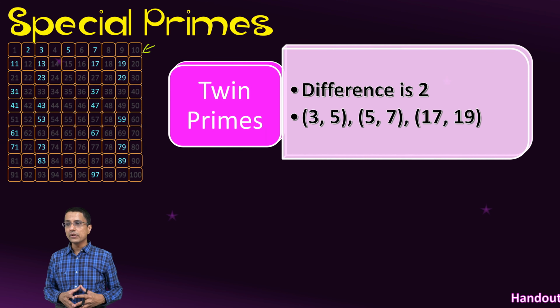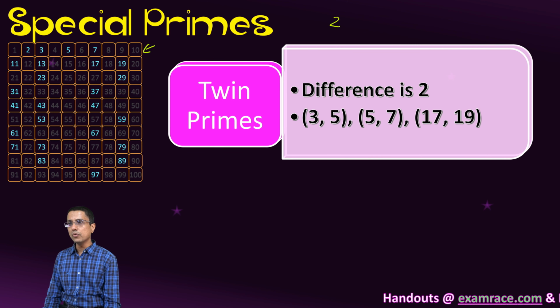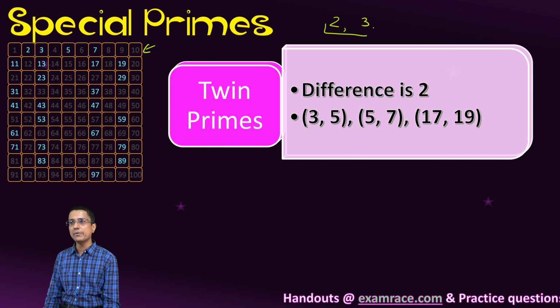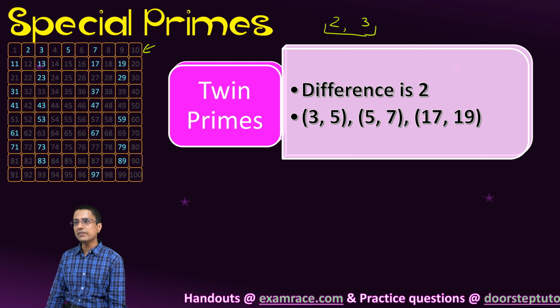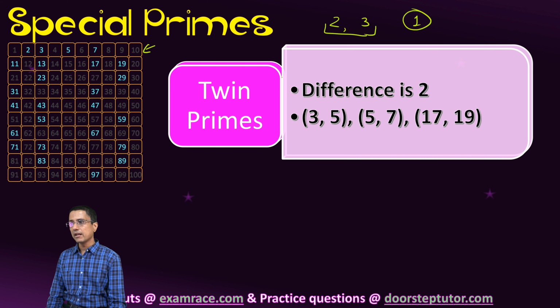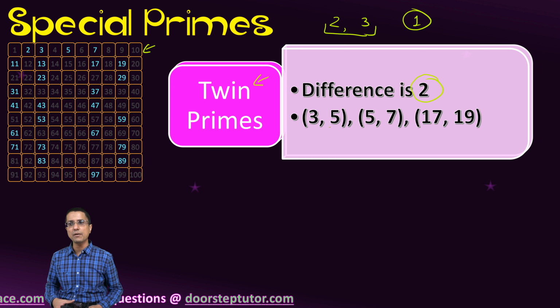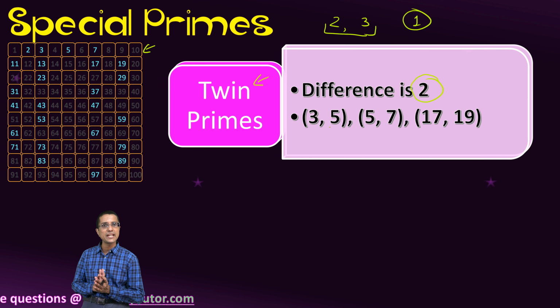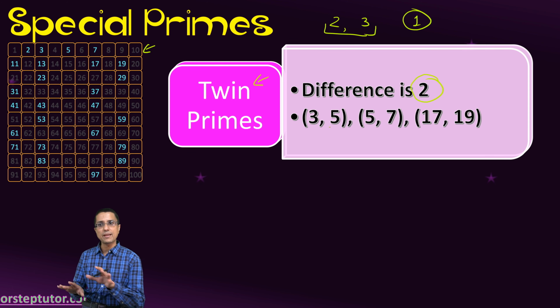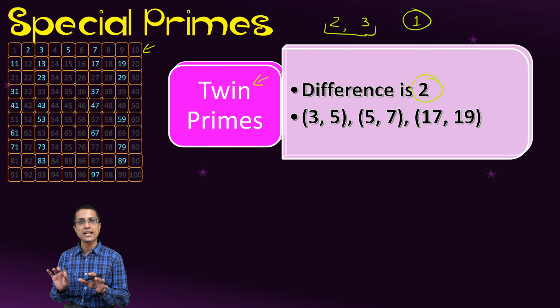Of course, 2 and 3 are not twin primes. Why is that the case? Because the difference between 2 and 3 is 1. In case of twin primes, the difference has to be 2. So here are some examples: 3, 5; 5, 7; 17, 19. They are all twin primes. The difference between these two primes is actually 2.